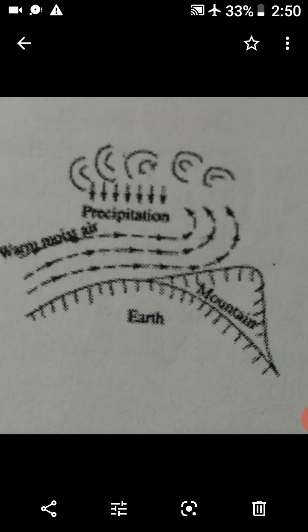Actually, this depends upon the geography. As you see on the earth, almost plain area will be there, and mountain is a hilly area. That's why it is undulating terrain. In undulating terrain, the warm moist air will move and change its direction up and down. As a result, the clouds get condensed and the precipitation occurs on the earth.